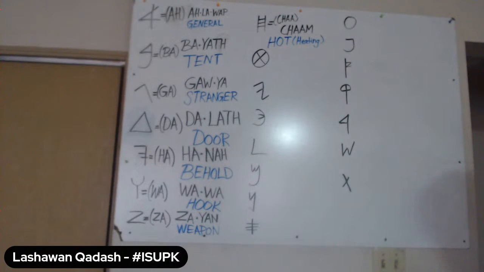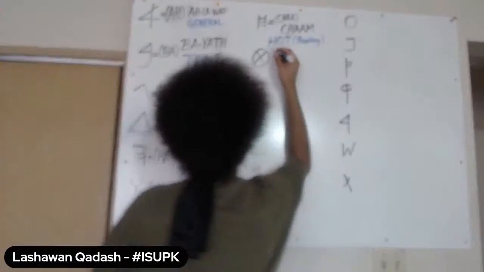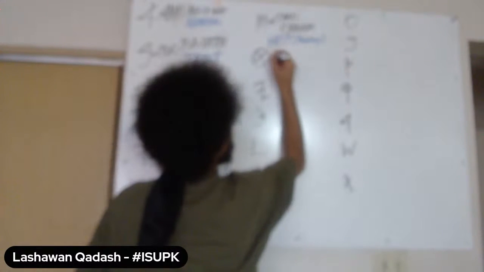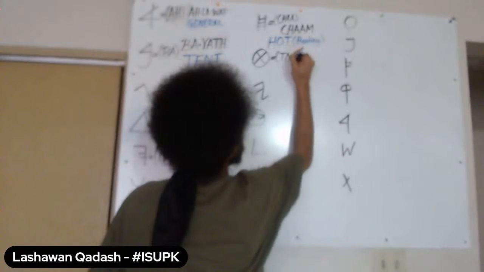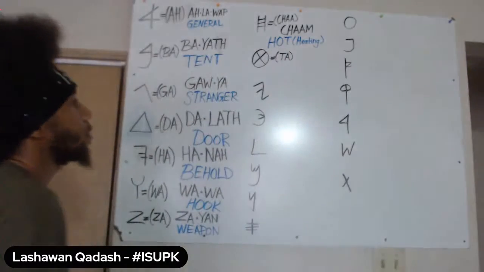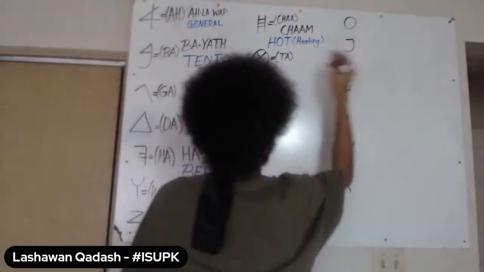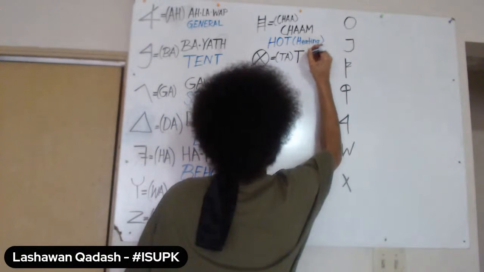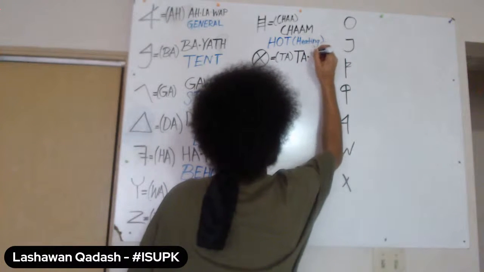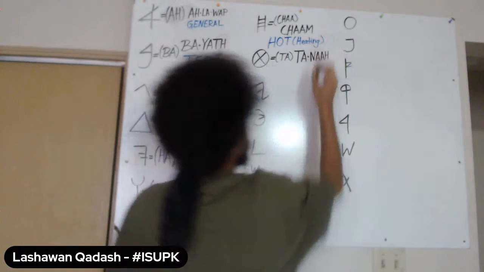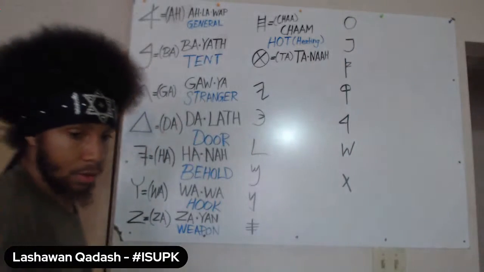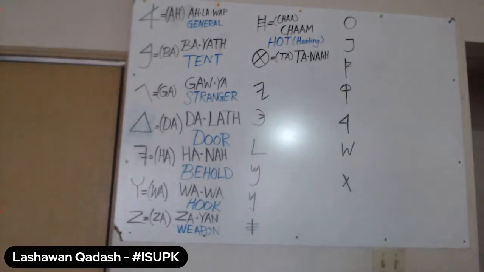All right, next one. Ta. Ta is T-A. So this is ta. And the word is Tana'a. Let me know if you can see that clear. If that's the word. Tana'a. Tana'a is the word.